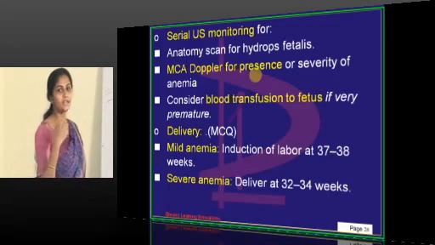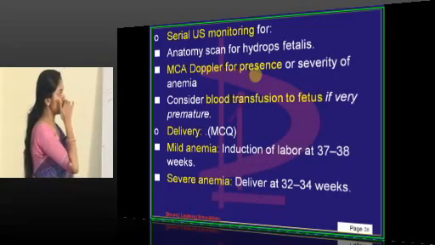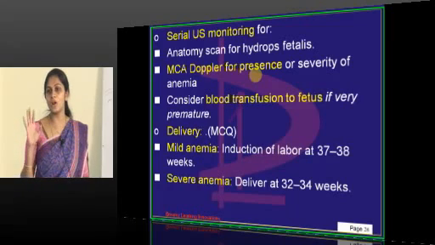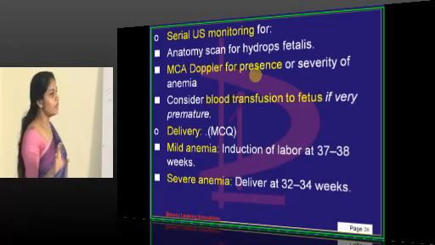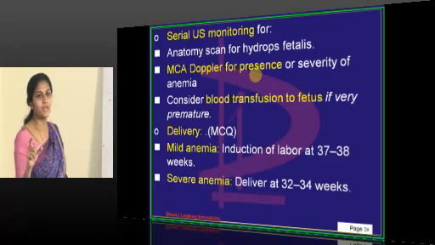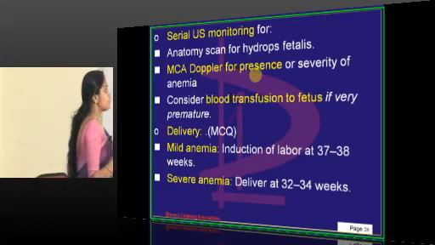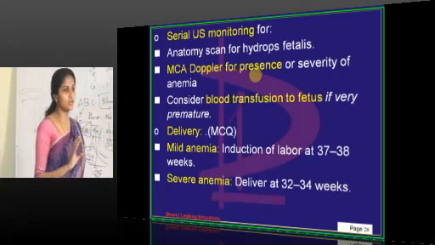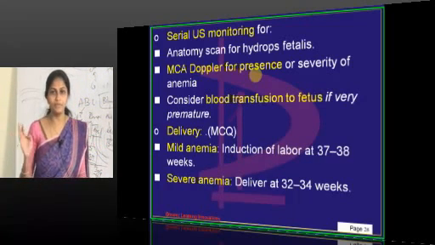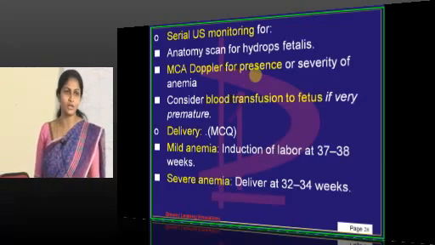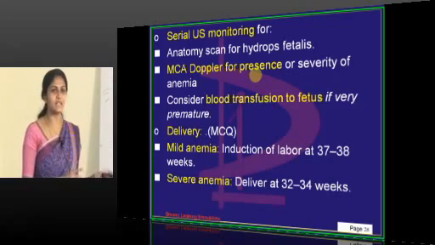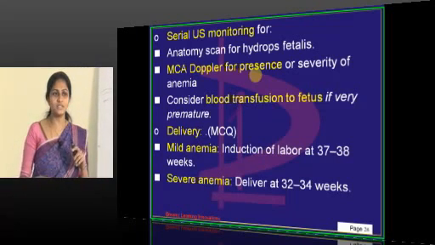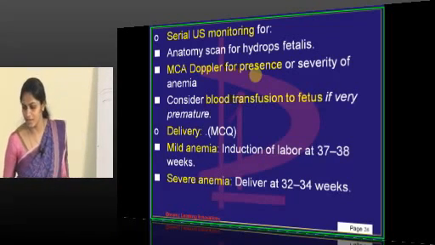So how do we divide it into A, B, C, D? Okay, it is not much used, but remember the middle cerebral artery Doppler is also used. Why? To detect anemia. And delivery: if it is mild anemia, you can continue the pregnancy until term. If it is severe anemia, we may have to terminate by 34 weeks. If it is less than 34 weeks, go for intrauterine cordocentesis, then measure hematocrit, then intrauterine transfusion.